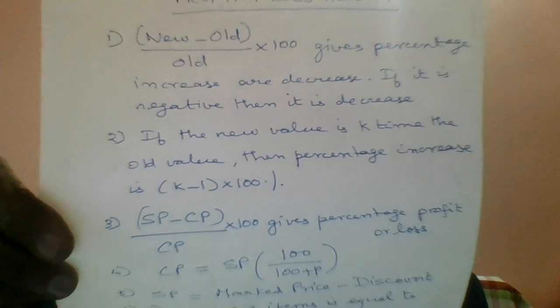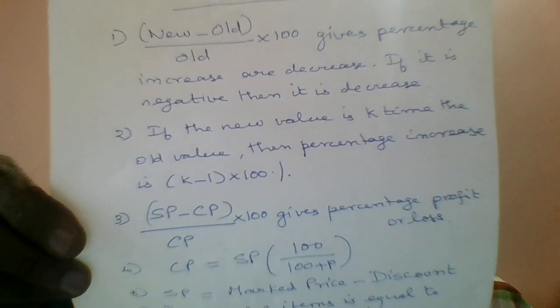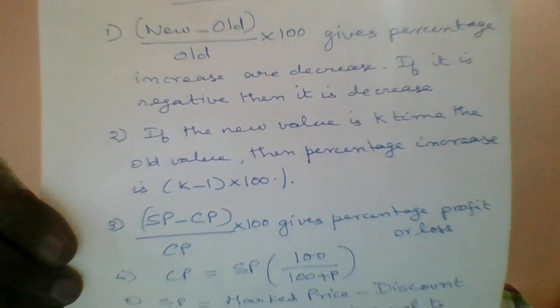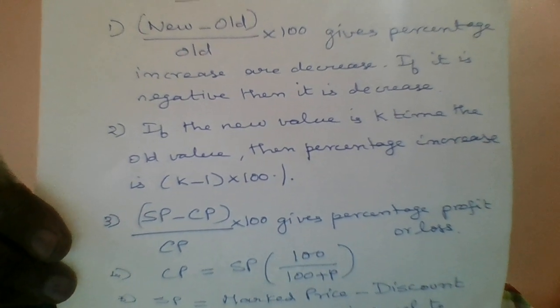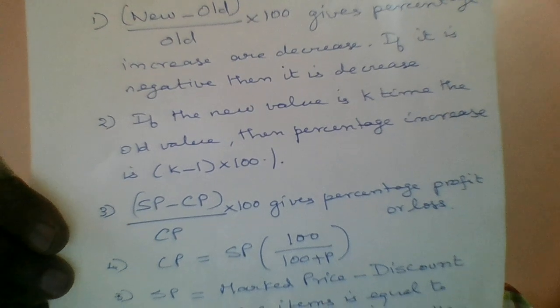Then let us look at the chapter called Profit and Loss Account. This is a very important chapter. Questions come almost invariably in all the competitive exams. In profit and loss, one of the things is (new minus old) divided by old into 100 will give you the percentage change. If it is positive, then we call it a percentage increase, and if it is negative, then we call this a percentage decrease.